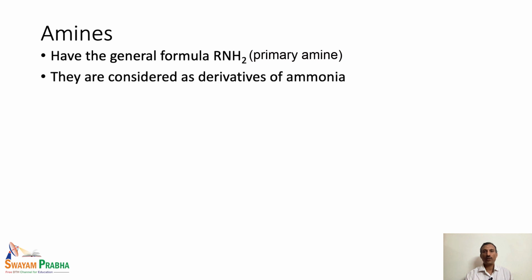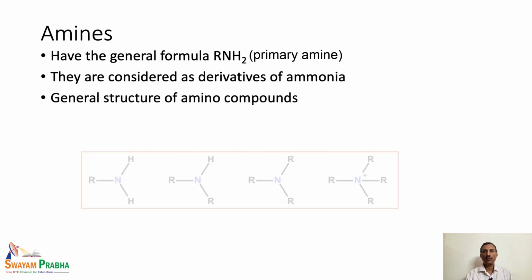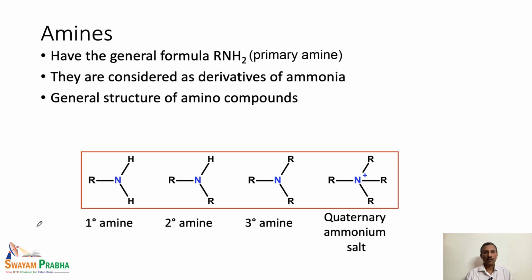Let us look at the general structure of amines. Amines are considered as derivatives of ammonia. So, they have a general formula which is very similar to ammonia. The general structure of amino compounds is given here. In ammonia, all three bonds on the nitrogen atom are to hydrogen. In the primary amine, there is one alkyl group attached to the nitrogen, in the case of secondary amine, we have two alkyl groups attached to the nitrogen, and in tertiary amine, we have three alkyl groups attached to the nitrogen atom. So, these are all the derivatives of ammonia. That is the reason we call amines derivatives of ammonia. And in the case of quaternary ammonium salt, we have four alkyl groups attached to the nitrogen atom, and the nitrogen has a positive charge.